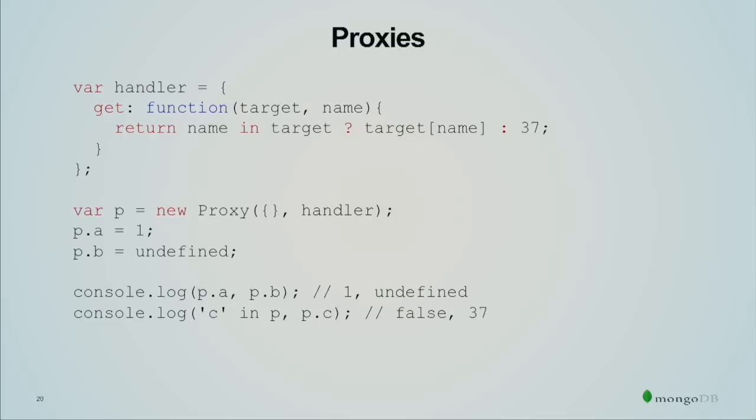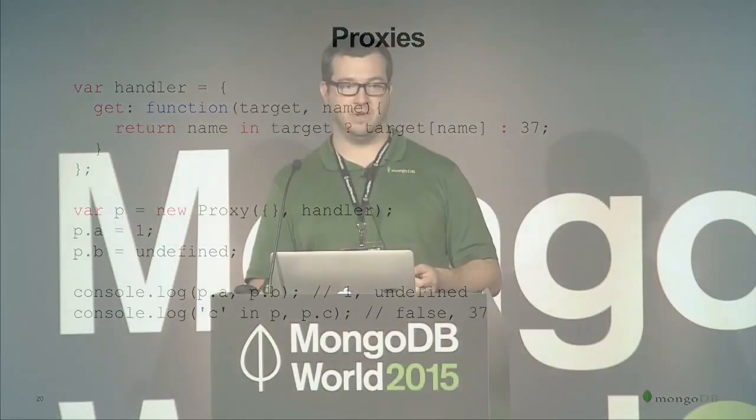This does not work in iOS or Node right now, because they still haven't implemented the correct version of the proxy specification. But there are some nice shims that you can get from NPM that will give you the right API for the actual final specification. So in this case, we're wrapping an empty object.